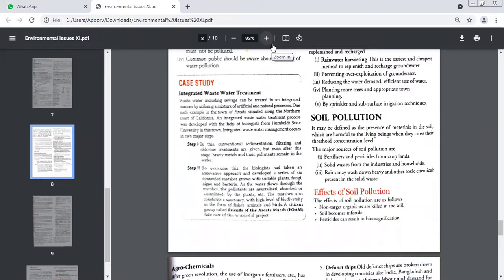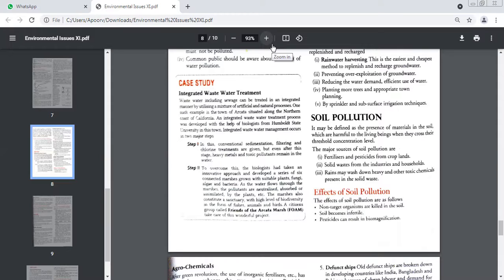That is, what did the biologists do? They had a very innovative approach. They have grown connected marshes. How many connected marshes? Six. Marshes, wet areas, wetland, wet soil. And basically in these six connected marshes, what all they are growing? Plants. Algae, fungus and bacteria. So are these all six marshes connected to each other or are they separated from each other?